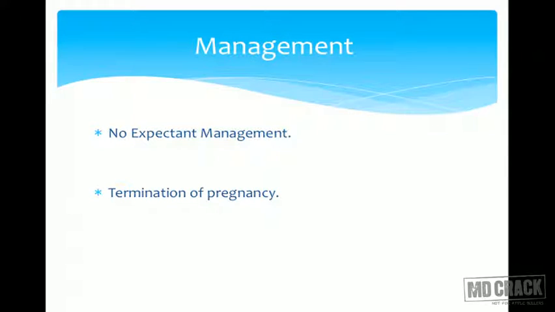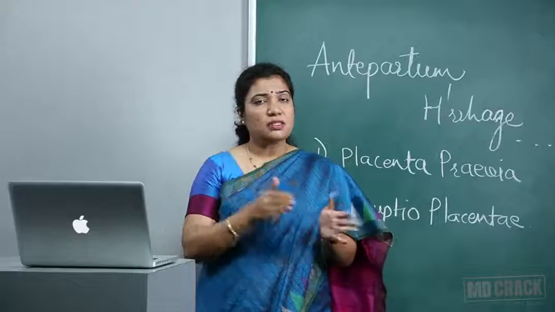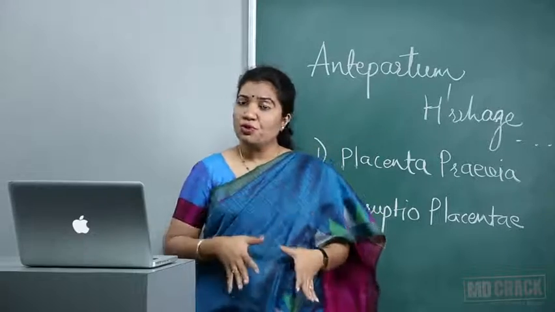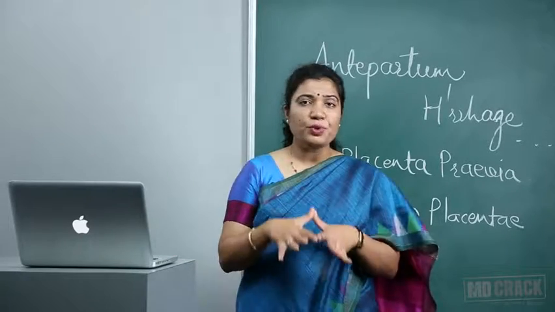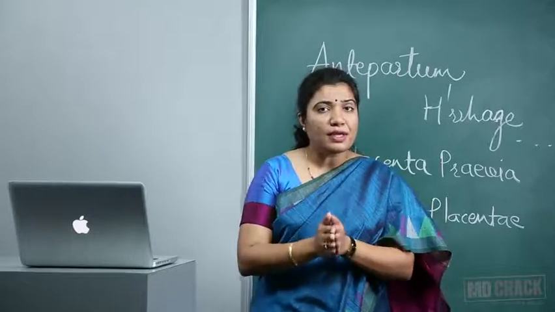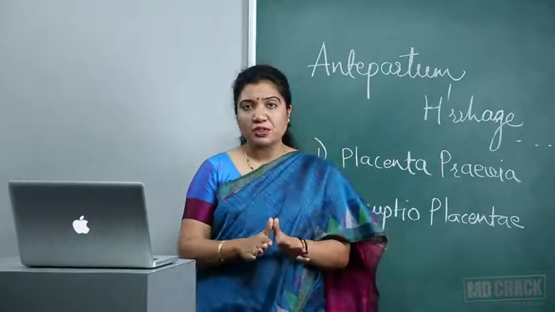Management. Remember, there is no expectant management in abruption. Once it is abruption, we have to terminate the pregnancy. And now termination depends on the cervical status. Once you confirm that yes, there is abruption, with findings like pain, bleeding, either concealed variety or revealed variety, you will examine the uterus and find that it is woody hard. The uterus is not getting relaxed in between contractions.